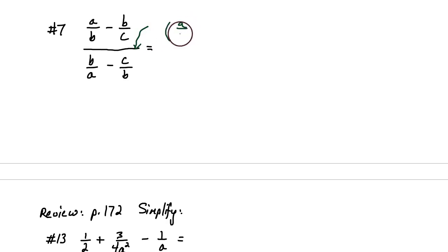We have a over b minus b over c divided by b over a minus c over b. The next thing we're going to do is simplify inside these parentheses by subtracting fractions.